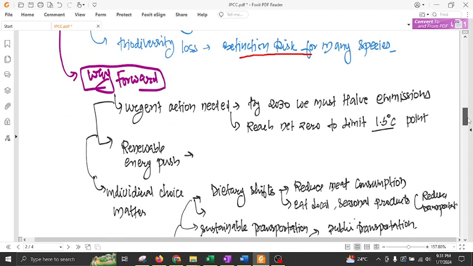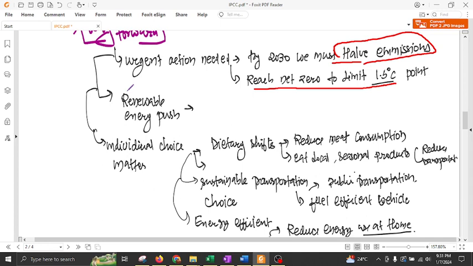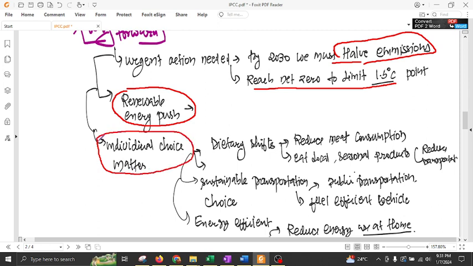So what is the way forward? The report also suggests a way forward, that is, we have to take urgent climate action by 2030. By 2030 we must have emissions reduced. Also, we should reach net zero to limit warming to 1.5 degrees Celsius by 2050. The report also talks about how we should push for renewable energy such as wind energy and solar energy. And the report also talks about the individual choices which can impact climate change.